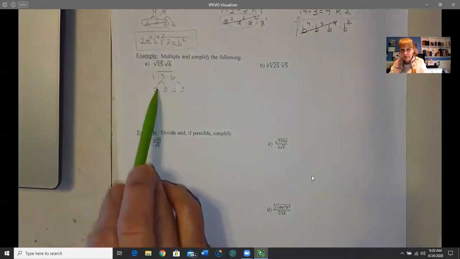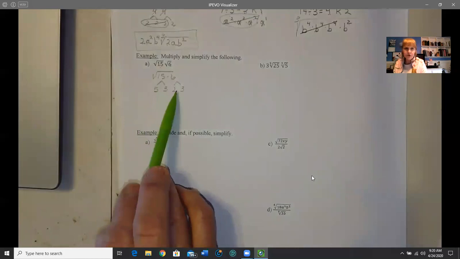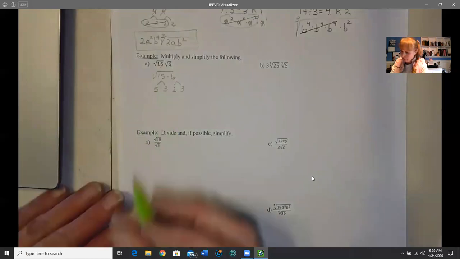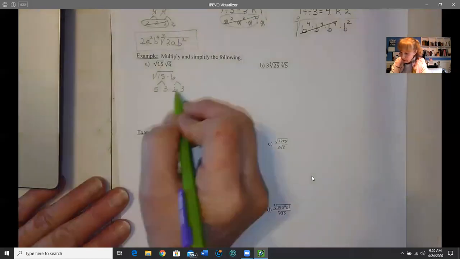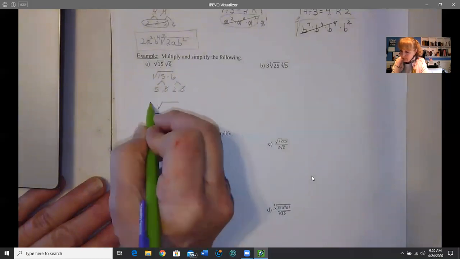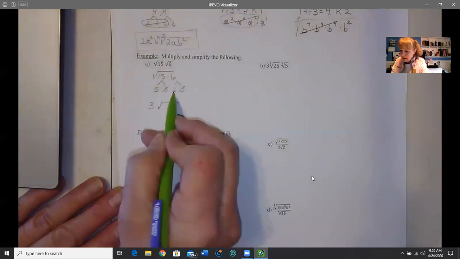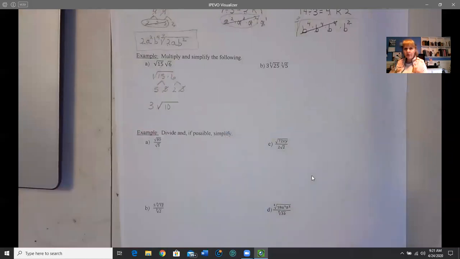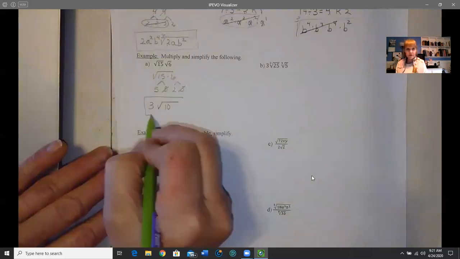And then once you've done that, we're going to break them apart and look for 2 of something. Since it's a square root, it looks like these are going to come out. The 5 and the 2 stay as 10. So it's really just the two ideas put together. You multiply, look for groups, and simplify. But let's go ahead. And there's your answer.